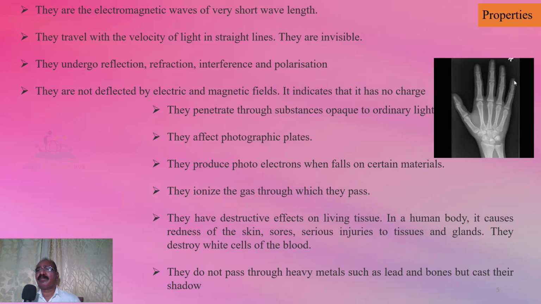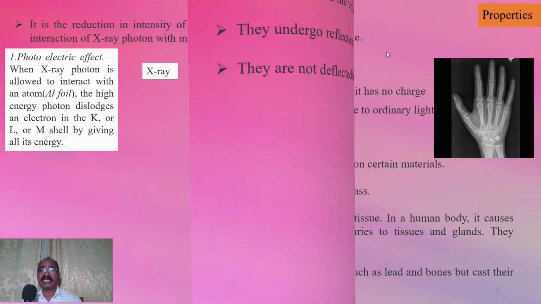And we can see why I have put this image here, the X-ray image, the hand image. They could not penetrate our bones. They can penetrate our flesh, but they could not penetrate our bones. That's why we are seeing the image of the bones here, the shadow of the bones. So this is only the shadow of the bone, because X-rays could not penetrate the bones. And these are some of the properties of the X-rays.